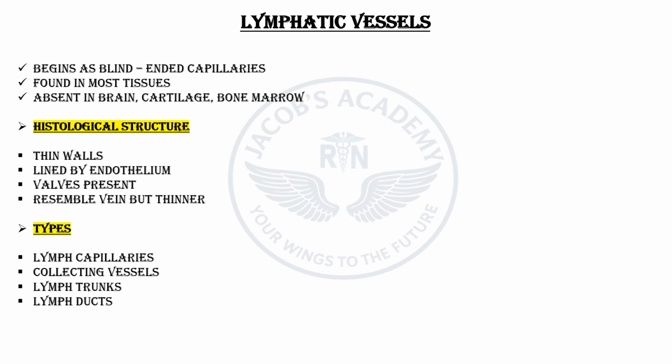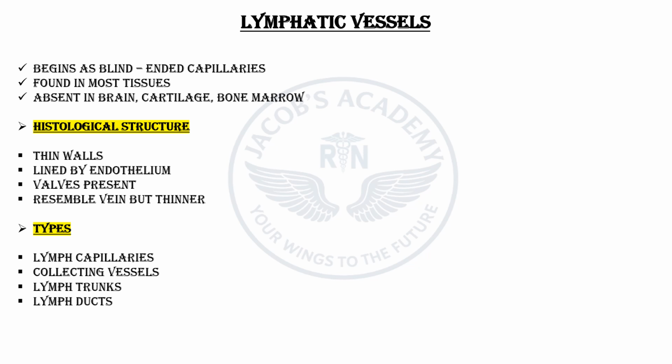So coming to histological structure, the walls of lymphatic vessels are very thin. And the second one is lined by endothelium, which means they are lined by a single layer of endothelium. And the third point is valves present, which means valves are present which help in the one-way flow of lymph. The last point is resemble veins but thinner, which means structurally lymphatic vessels resemble veins but they are thinner than veins.